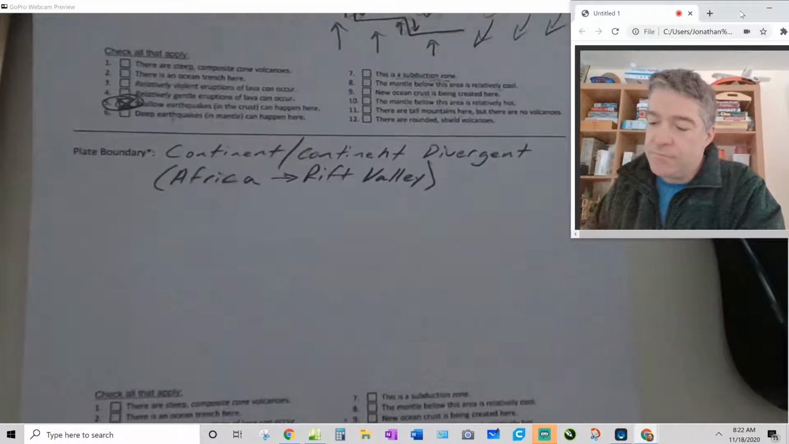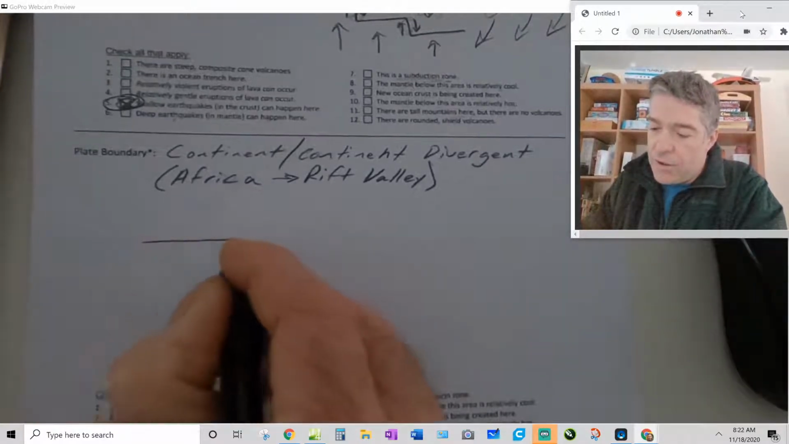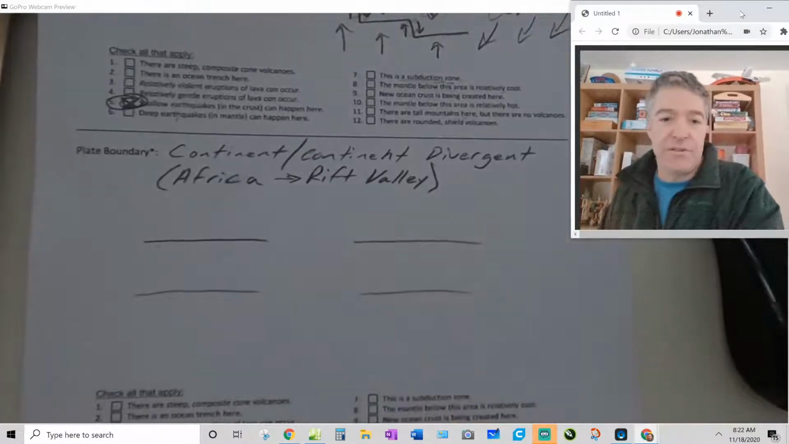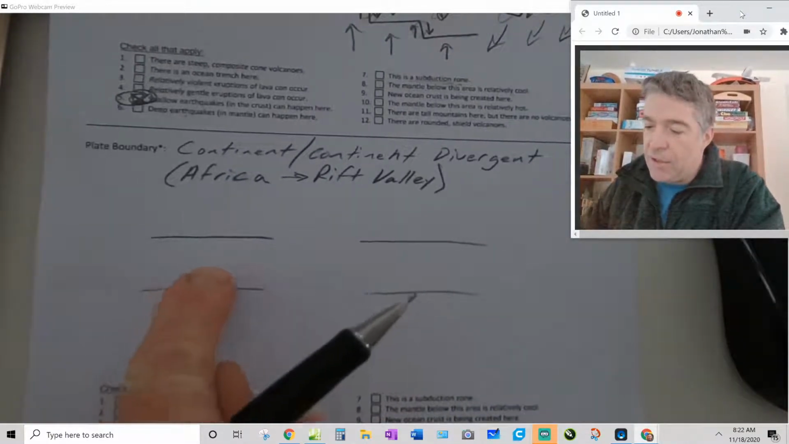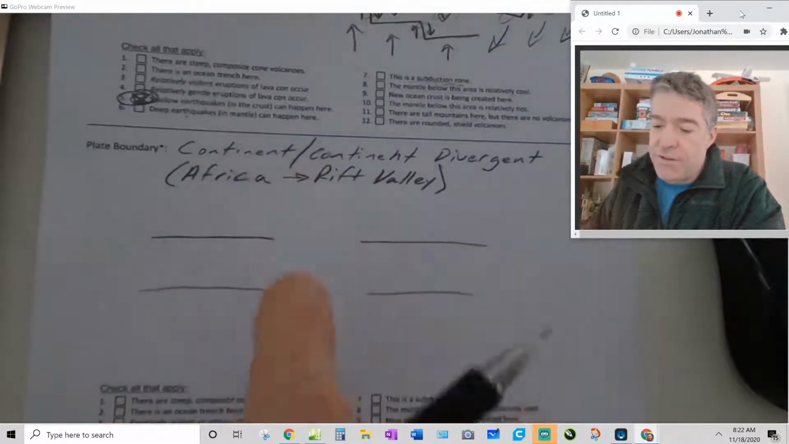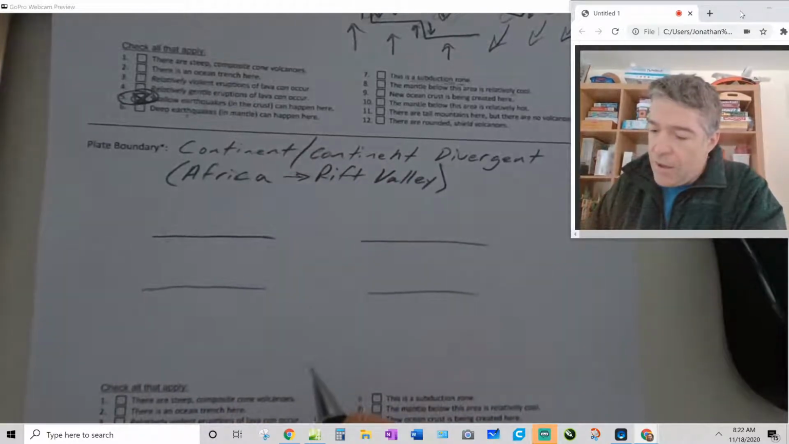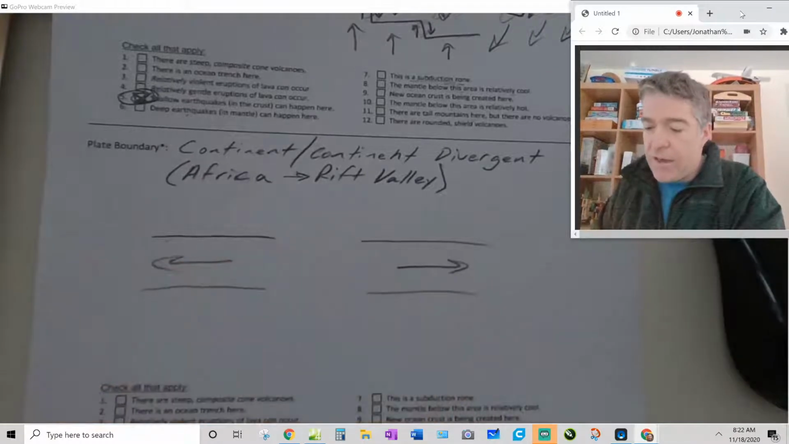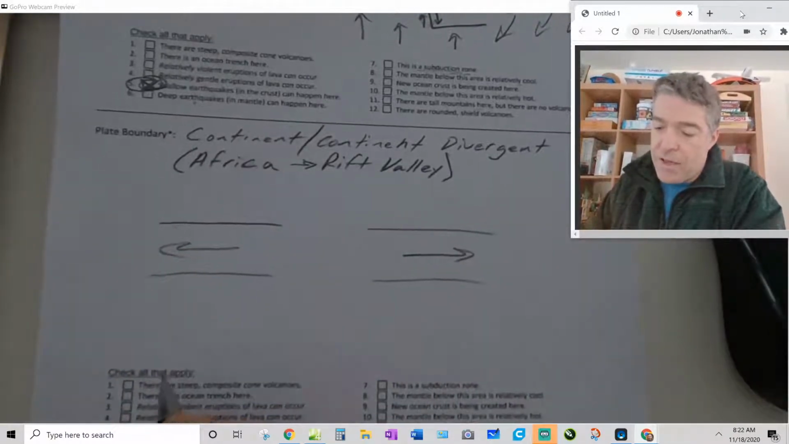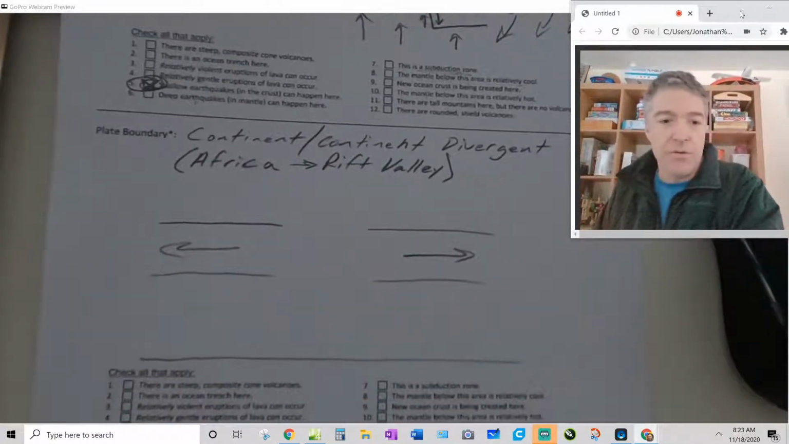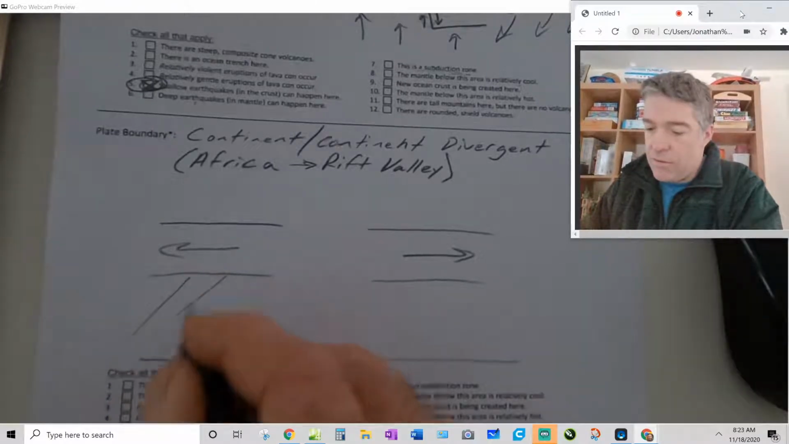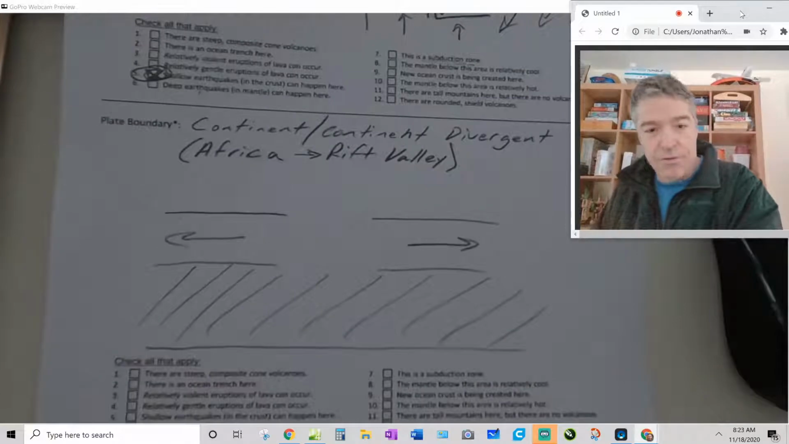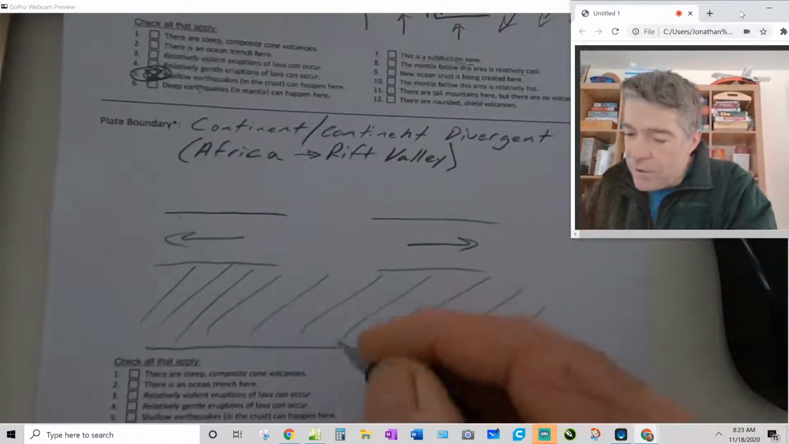Continent, divergent. So I'm going to draw a couple of plates, and I'm going to make them kind of thick because continental plates are thick. I'm going to leave them light colored because continental crust is felsic. They're going to be moving away from one another, like that. Then I'm going to draw the mantle down below, and the mantle below should be dark. It's the mafic material. And I'm going to draw the currents in the mantle below.